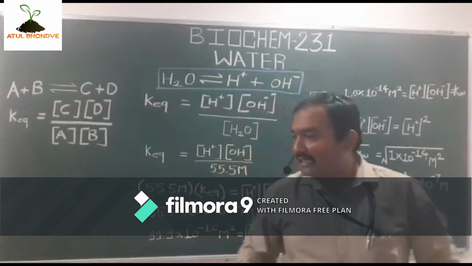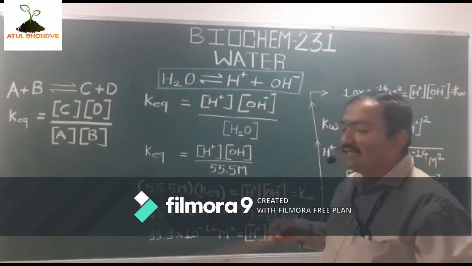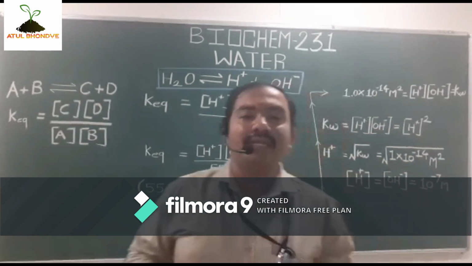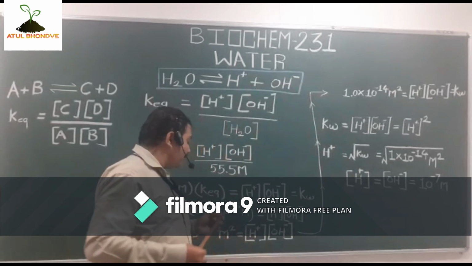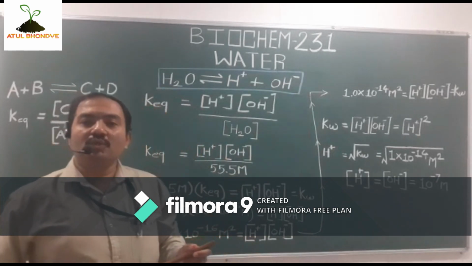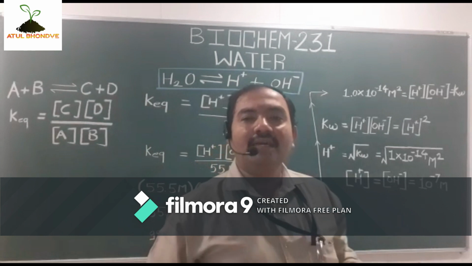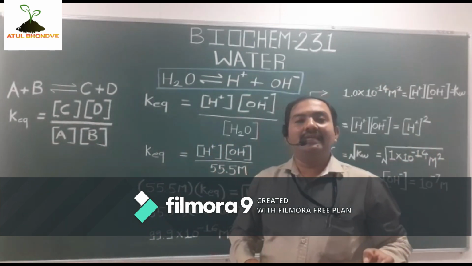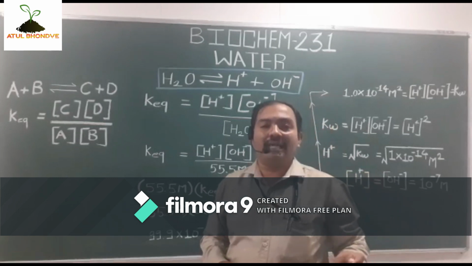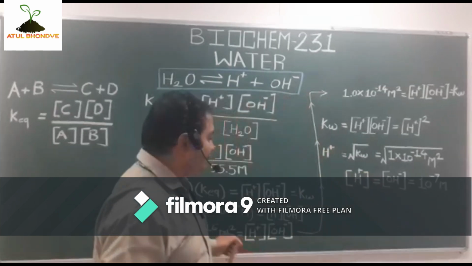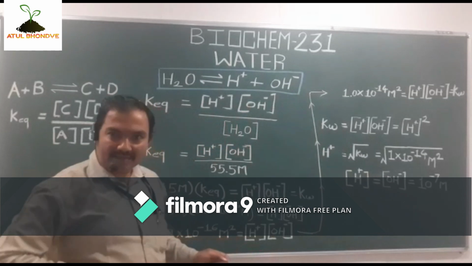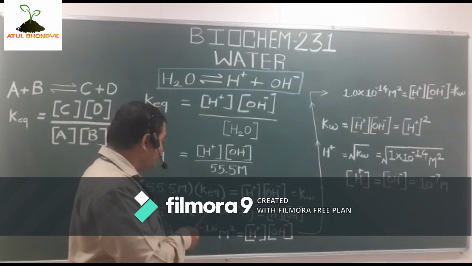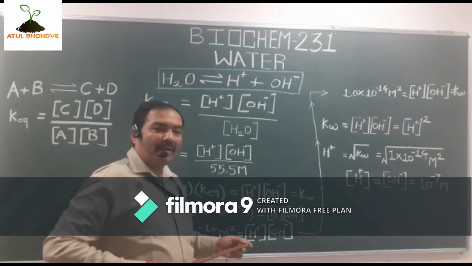Now here the equilibrium constant K is 1.8 into 10 raised to minus 16. This particular numerical value comes from the electrical conductivity calculation carried out, and as per this calculation, the value of K equilibrium is 1.8 into 10 raised to minus 16 mole.